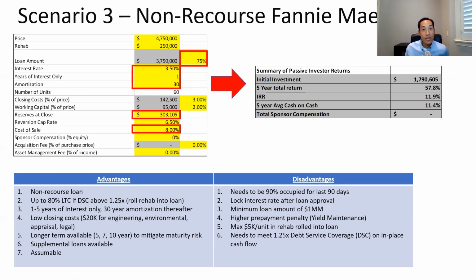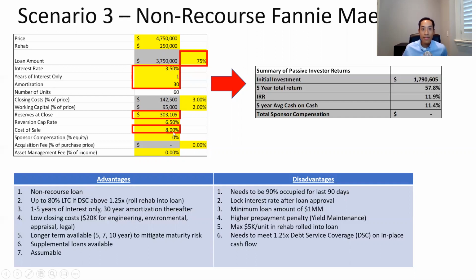So Fannie, similar, 75% loan to cost is typical in today's market. You can get up to 80% on Fannie and Freddie if the deal qualifies on a 1.25 debt service coverage. So Fannie, the interest rate's a little bit lower right now. So it's about 3.5%. You're getting 1 year interest only, 30-year amortization. Big thing here, because this loan is under $6 million, they're having you put up 18 months of P&I. So it's a little bit higher in reserves. And then your cost of sale.